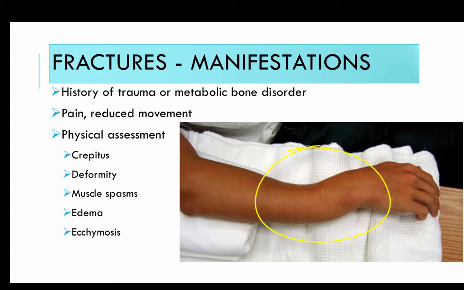Muscle spasms are seen frequently in fractures. Edema, of course, swelling, bruising, redness. A lot of people actually get nauseous and they vomit after a fracture. And I'm not quite sure why that is, but that is not uncommon with fractures, nausea and vomiting.